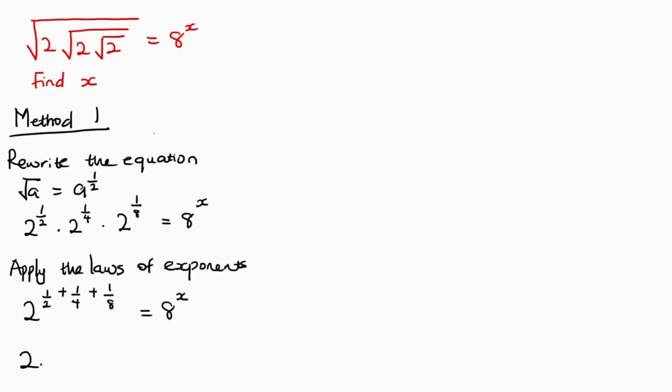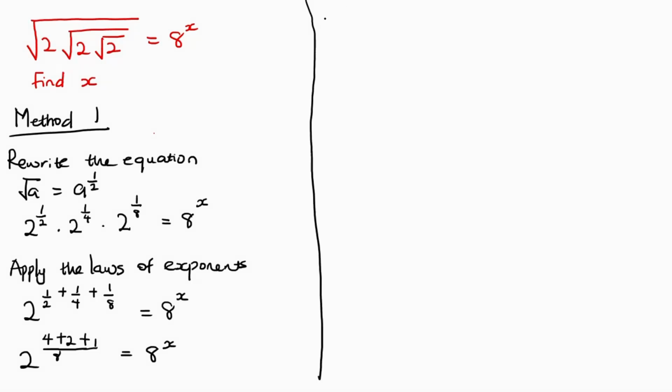Now taking the LCM, we have this to be 8. So 2 into 8 is 4, 4 multiply 1, we have 4, plus 4 into 8 is 2, 2 multiply 1 is 2, plus 8 into 8 is 1, 1 multiply 1 is 1, which is equal to 8 raised to the power of x. So right here we have 2 raised to the power of 4 plus 2, 6, 6 plus 1 is 7. So we have 7 over 8 equal to 8 raised to the power of x.